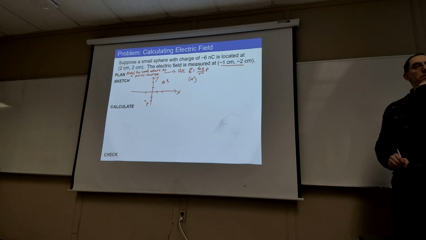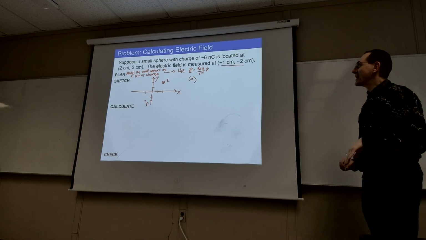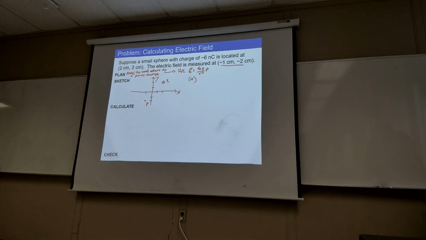How many charges do we have in the problem? So what are the coordinates of the source charge? 2, 2. This is important because we're going to need this information. We're going to write down here x source, y source. I'm just going to abbreviate source with S. That's going to be 2 centimeters, 2 centimeters.